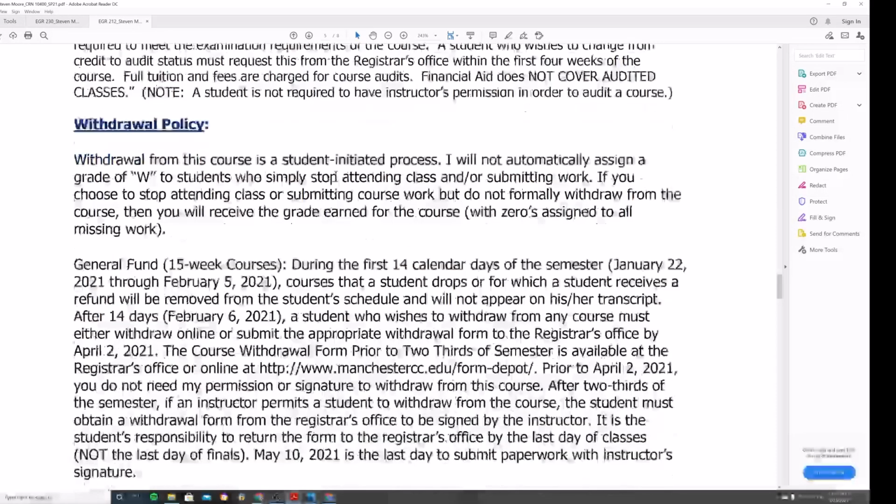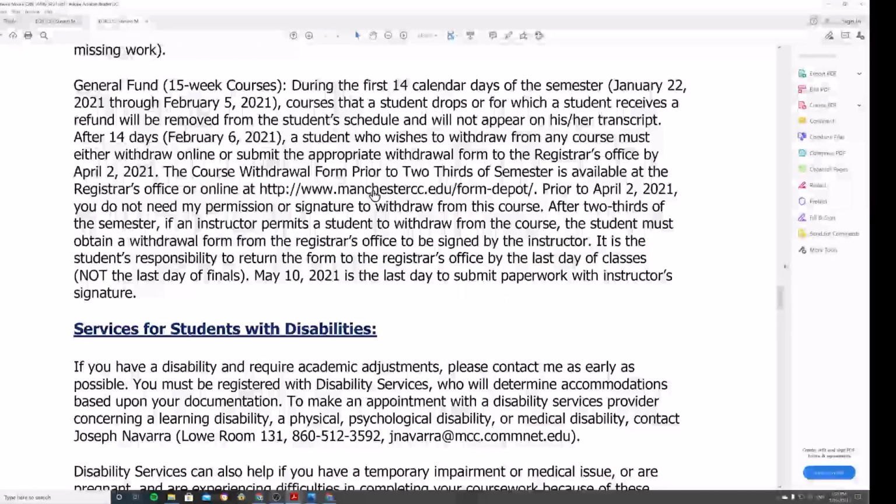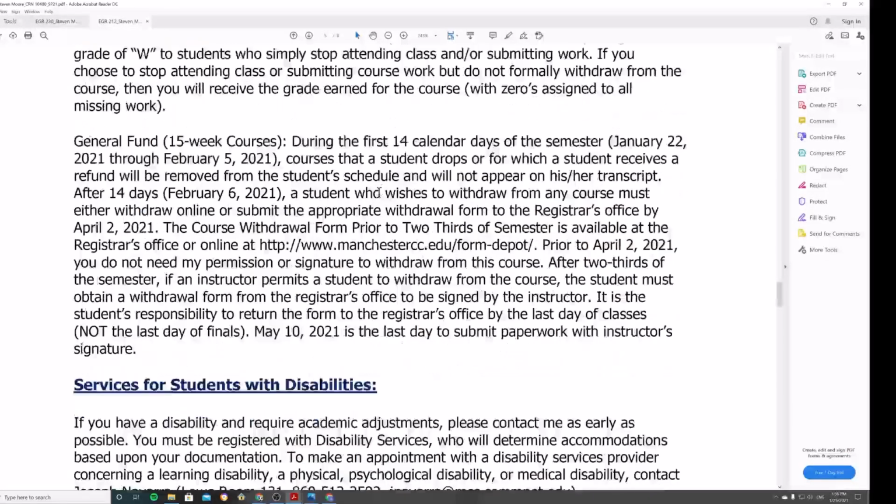Okay. Withdrawal. The withdrawal policy is up to a certain date, looks like April 2nd. You don't need my permission, and after that you do. As long as you can get the paperwork in by May 10th. Don't make a request on May 10th. Make a request at least a few days before this if you want to do that, so we can meet it on time. Otherwise, there's potential that it could be denied.